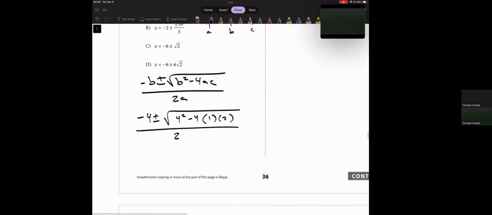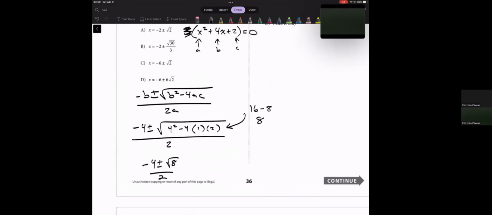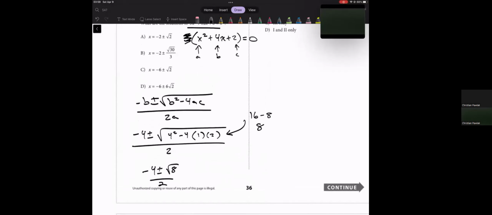Now, it's not too bad to try to clean up the inside. That's just 16 minus 8, which is equal to 8. So that's negative 4 plus or minus square root of 8 over 2. Now you can see that's none of these answers right now, but I do see that square root of 30 is too big, and I don't see a 6 anywhere really. I just see negative 4 and 2.